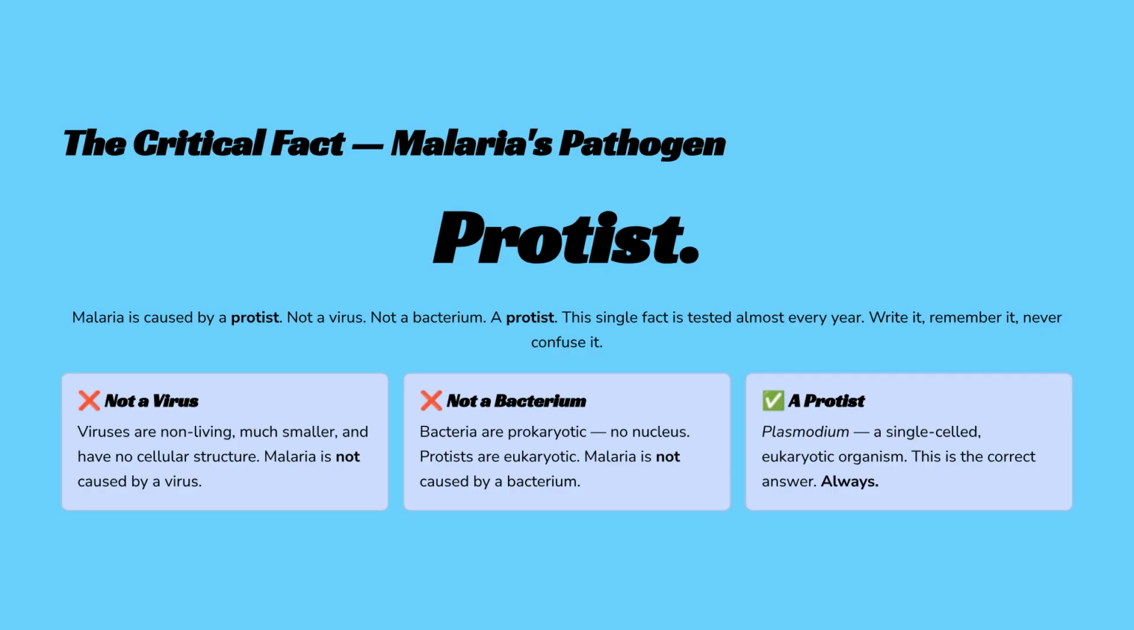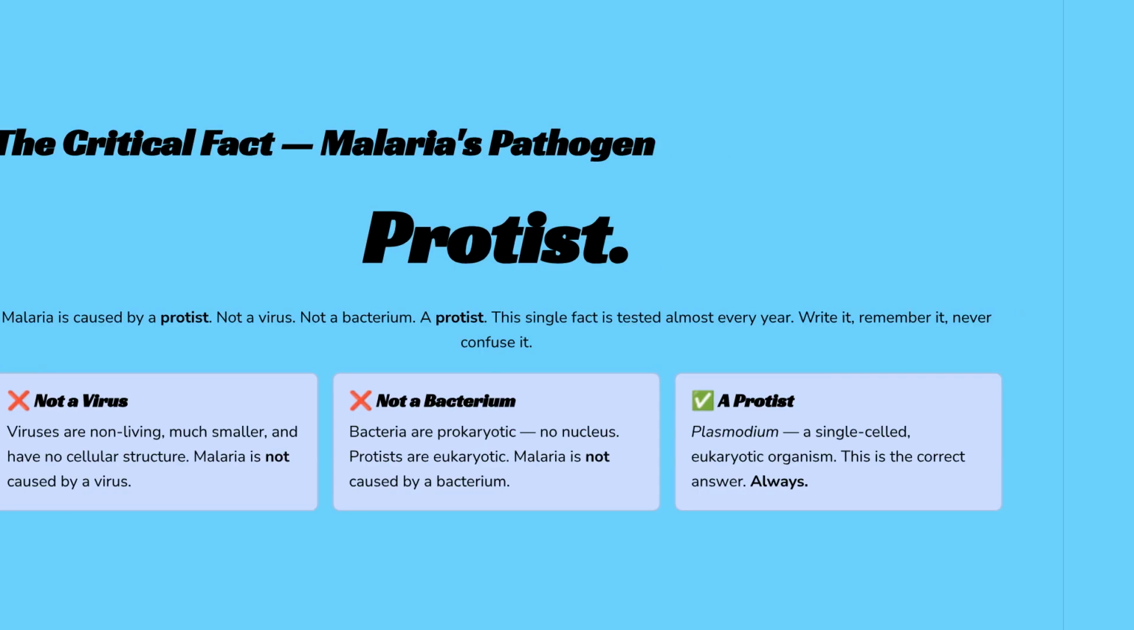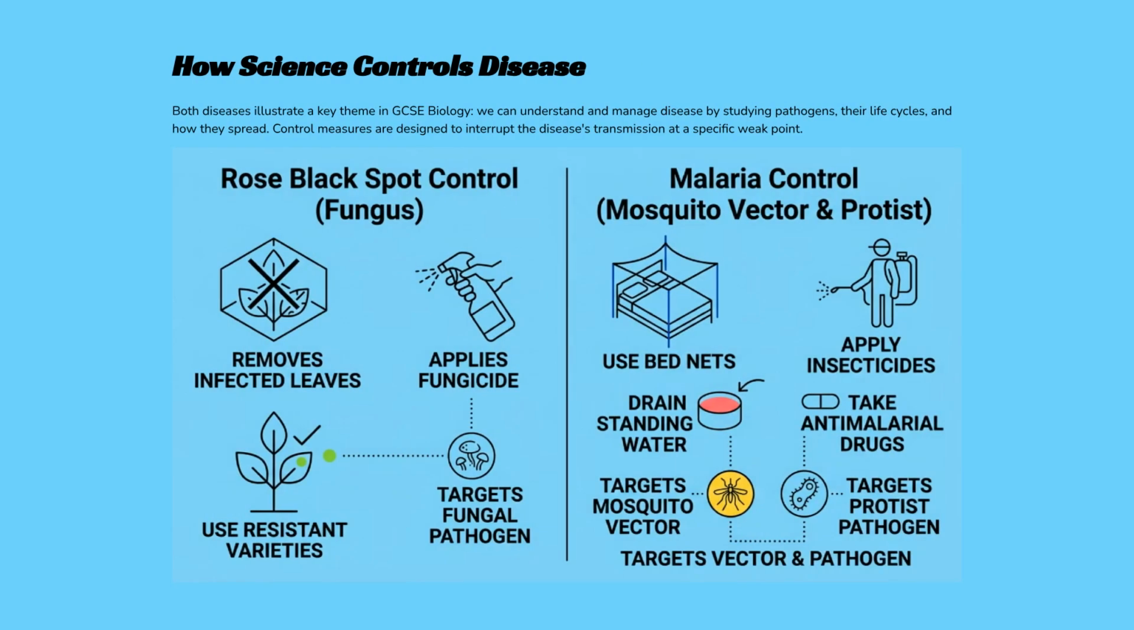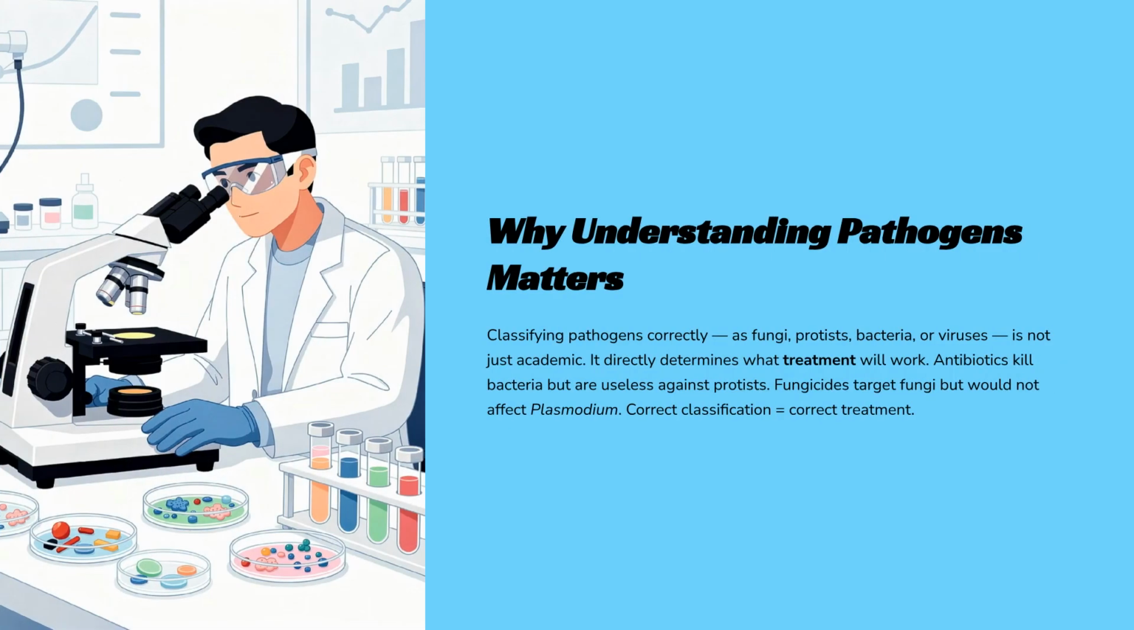Let's focus on the critical fact. Malaria is caused by a protist. It is never a virus or bacterium. Remembering this distinction is a common exam requirement. Science allows us to manage diseases by studying their life cycles. We design control measures specifically to interrupt transmission at vulnerable stages. Correct classification is essential for effective treatment. Antibiotics, for instance, only target bacteria and are useless against the protist plasmodium.